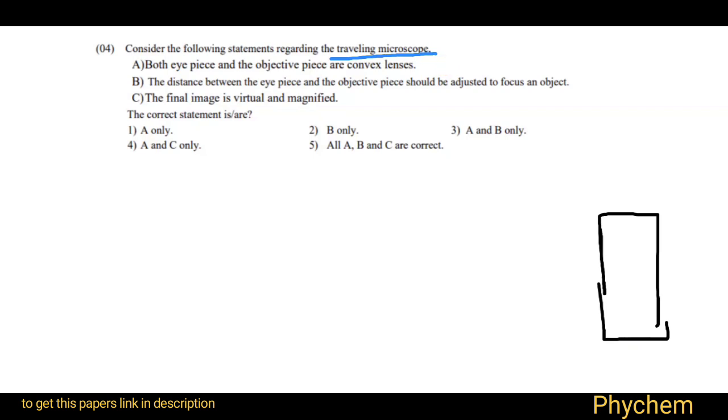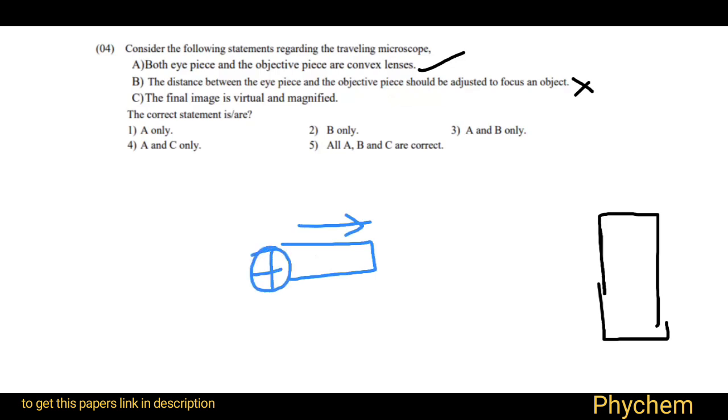So for this question, both eyepiece and objective piece are convex lenses. Yes, that's true, because we are using just a microscope. The distance between the eyepiece and the objective piece should be adjusted to focus an object. No, that's false, because when we are using the traveling microscope, first of all, we need to get a clear image of the crosswire. So you need to adjust the eyepiece forward or backwards and get a clear image of the crosswire. And afterwards, you have to focus the object.